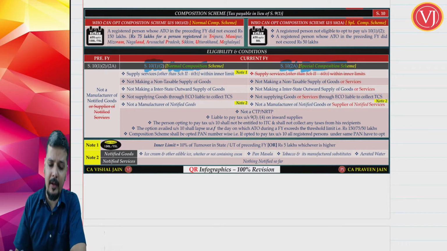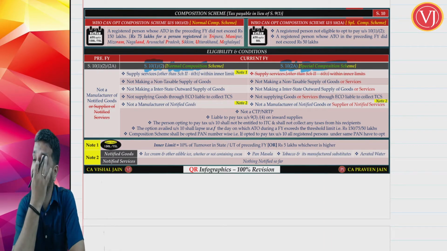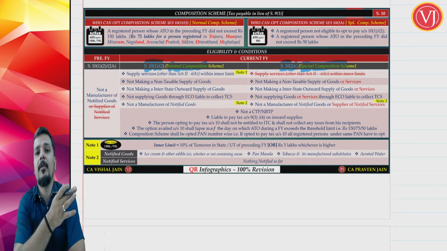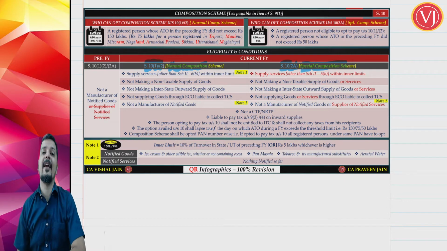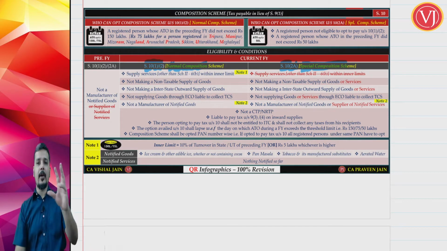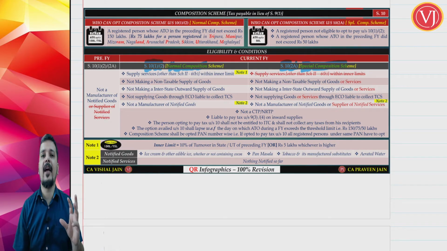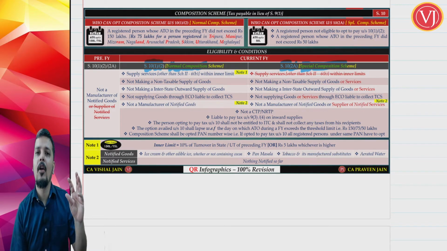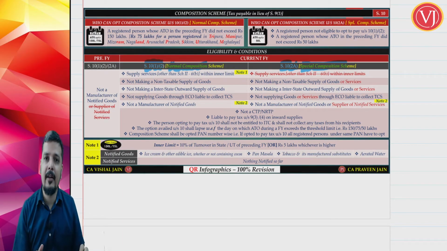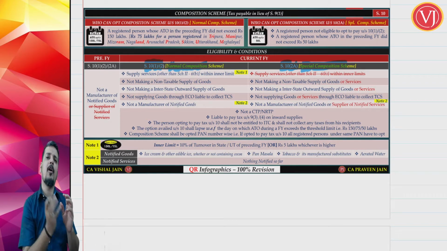But before we go inside your normal composition scheme and special composition scheme, first you have to understand what is the threshold limit of normal composition scheme and what is the threshold limit of special composition scheme. Friends, when you're talking about the normal composition scheme, the threshold limit is either 150 lakhs. Roughly you can understand that normal composition scheme is basically for goods and food related services. Small other services can be there, but it is basically for goods and food related services. Other services, small portion can be there.